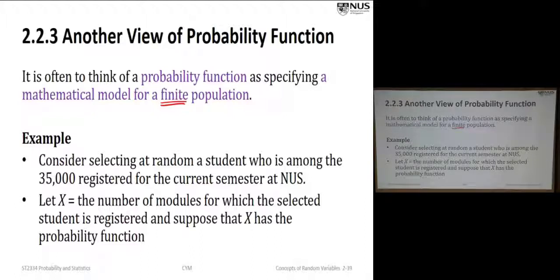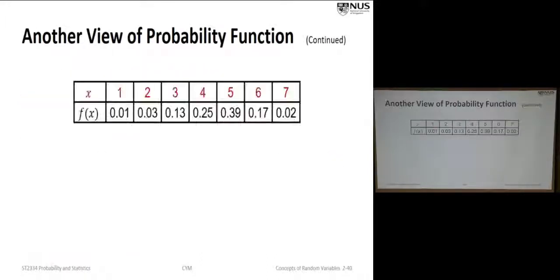All right? So that probability may be translated as the proportion of individuals in the population that has that value for the random variable. Okay? So in this case, suppose I have, even 7. So 2% of the students take 7 modules, out of this 35,000. So that's how we interpret the probability function. It's the proportion in the population that has that value.